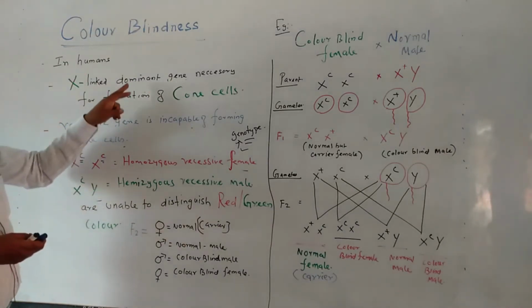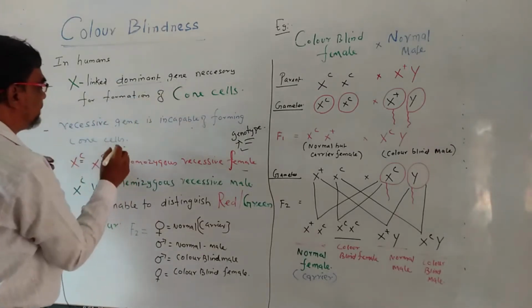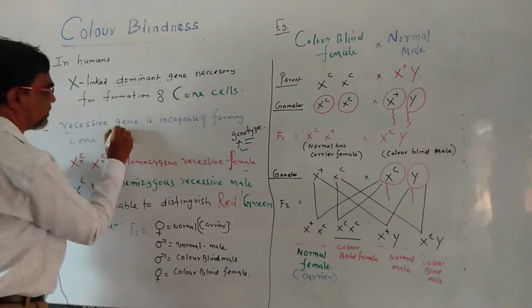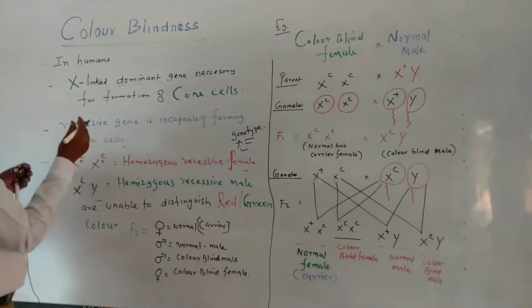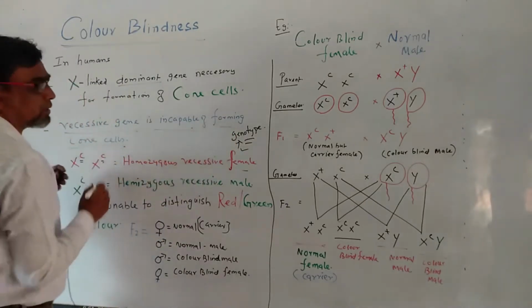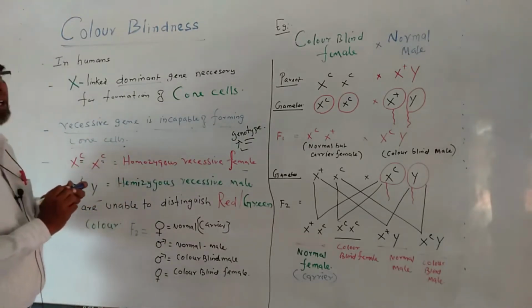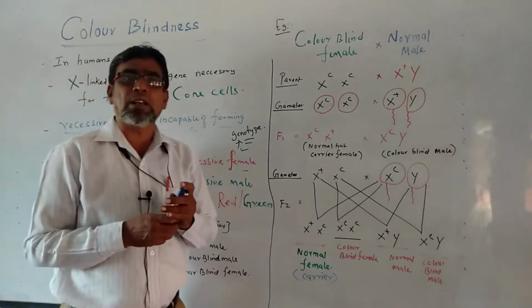But what happens? It is a dominant gene. Whereas some persons have the recessive gene. Those persons who have the recessive gene are incapable of forming cone cells. Because of that condition, they are not able to distinguish colors, especially red color and green color.